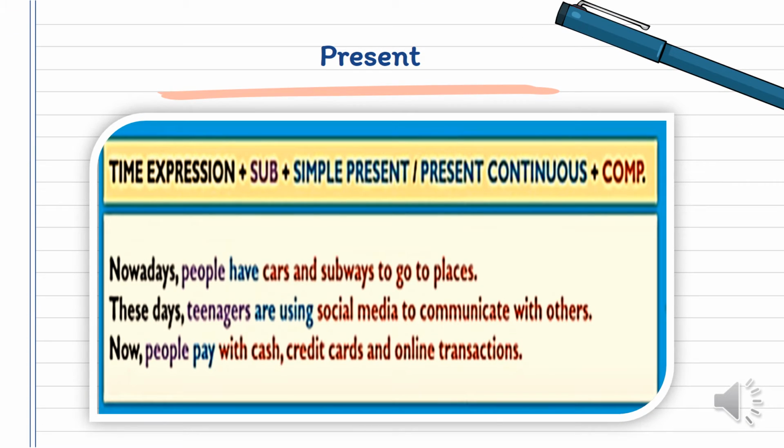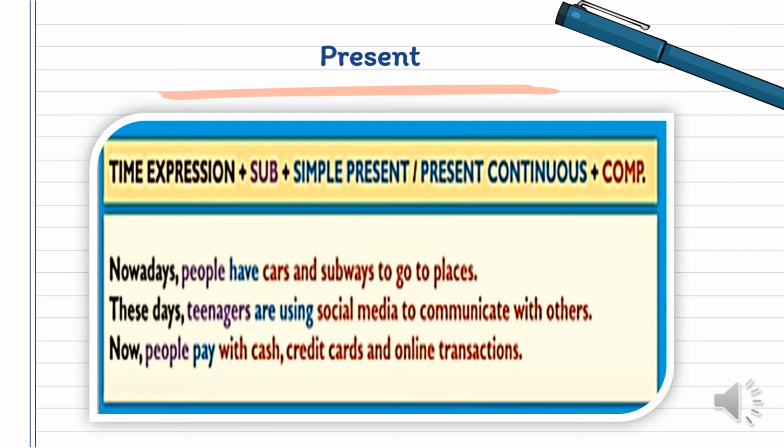The structure for present is time expression plus subject plus simple present or present continuous, we can use both, plus complement. Here we have three different sentences and we have different colors to represent the different parts of the structure. Sentence number 1. Nowadays, people have cars and subways to go to places.